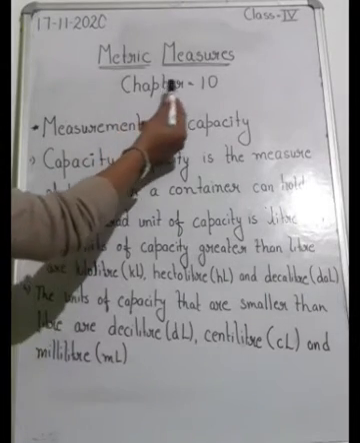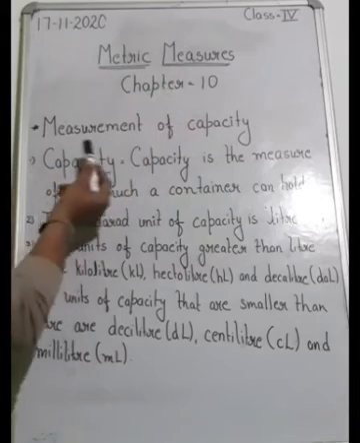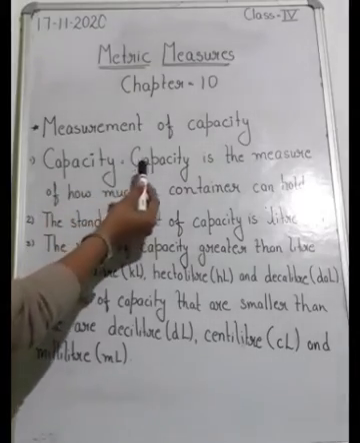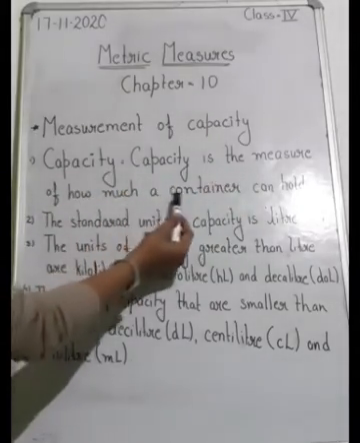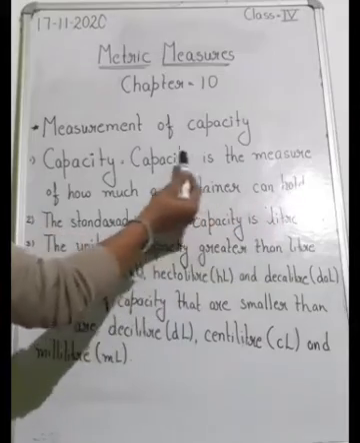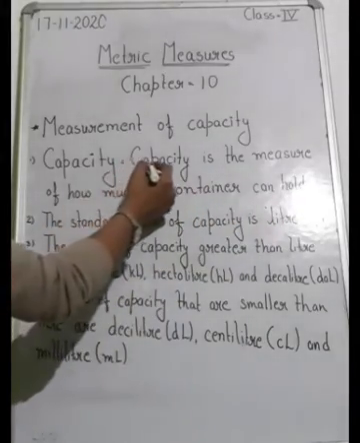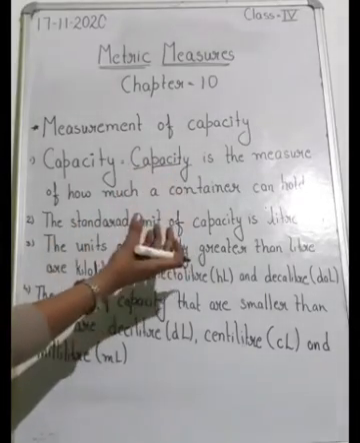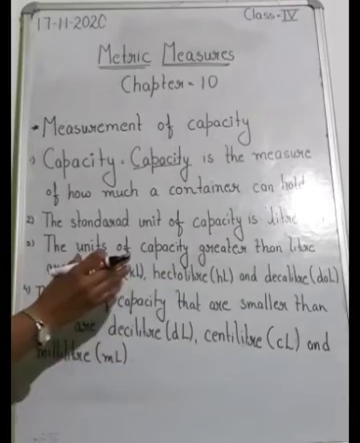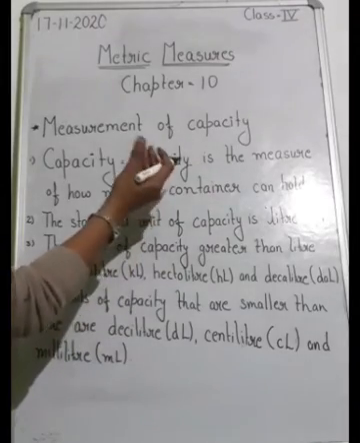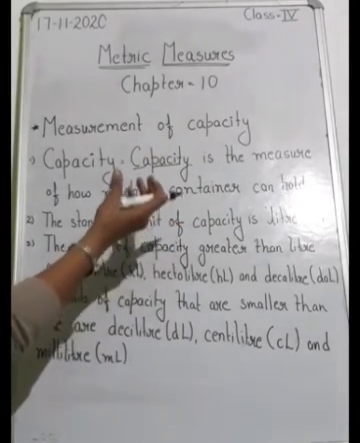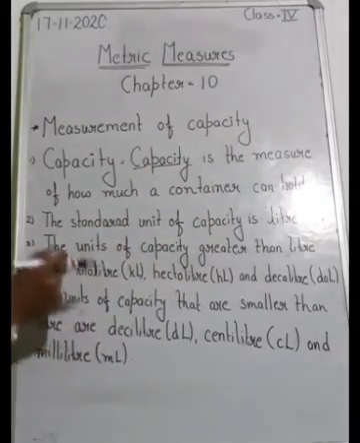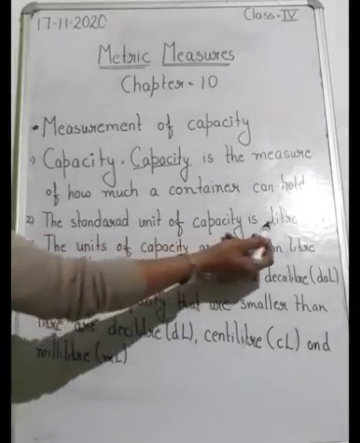Class 4th, we are continuing your chapter number 10, metric measure. So today we are doing your measurement of capacity. So what is capacity? Capacity is the measure of how much a container can hold. So basically capacity is related with your liquids. Greater will be the container in which you are carrying the liquid, greater will be its capacity. For example, the capacity of a glass carrying a liquid is smaller than the capacity of a bucket carrying that liquid.